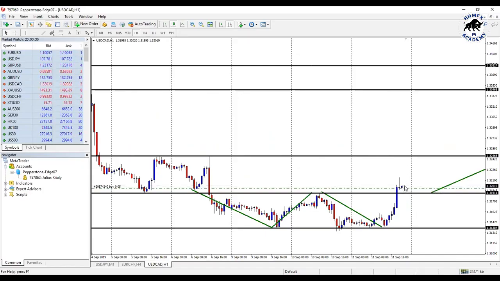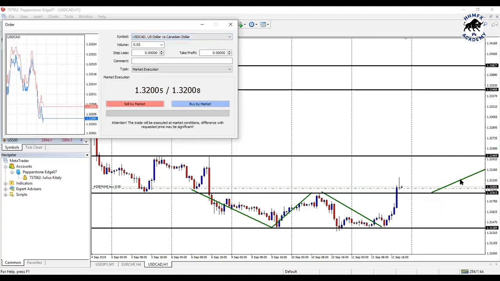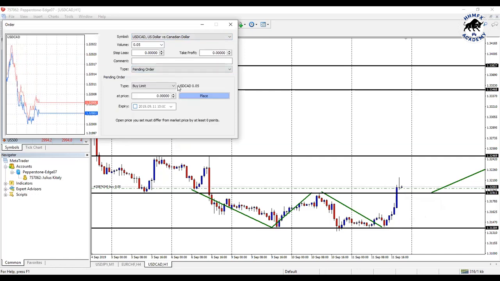I don't say that this one will just move up like that. It might also move down to do a retest at this point, but I'm already in because I'll just put another order at this price here, 1.31911. This order will be a pending buy limit order. I just do buy limit at this price, 1.31911, in case the market decides to move down to do a retest at this point.